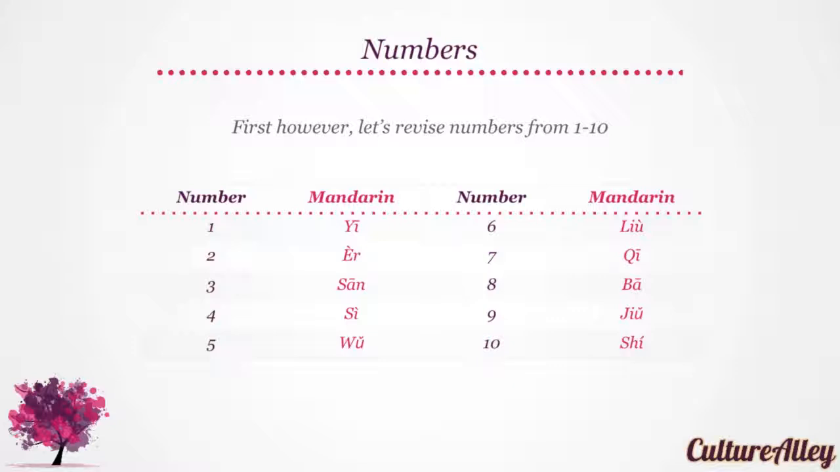ba. 9 is called jiu. And the last one, that is 10, translates to shi. Good job. Let's move on.